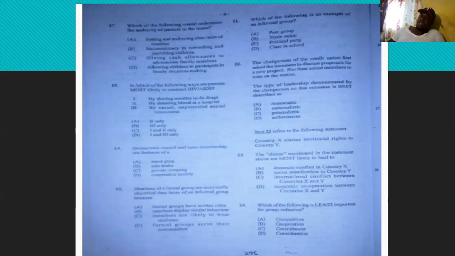What will make the children look at the parents as idiots and nonsense is that they are not consistent in rewarding and punishing. So, oh God, I gave away the answer. What would undermine their authority is B, inconsistency in rewarding and punishing children. Anyway, number 18. In which of the following ways are persons most likely to contract HIV?